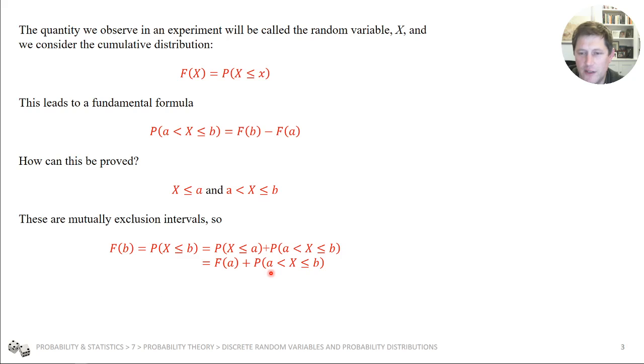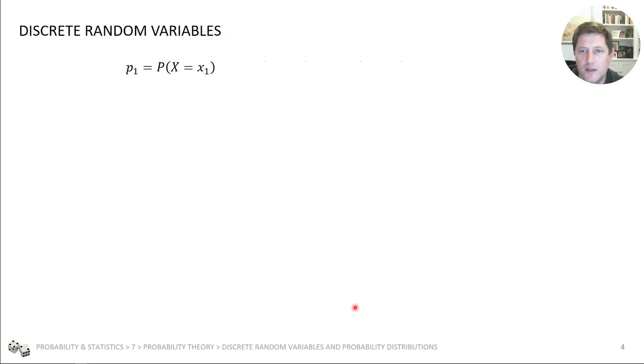And now we can rearrange them to get this term on the left on its own. So the probability that our outcome is greater than a and less than or equal to b is equal to the difference in the cumulative distributions at b and a. So we'll see what that means in a moment.